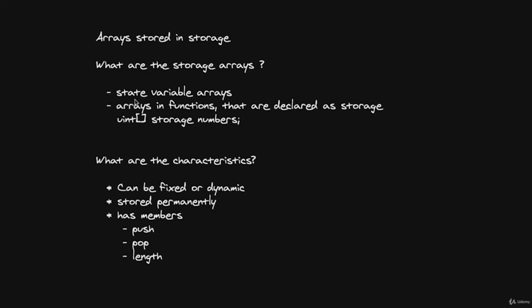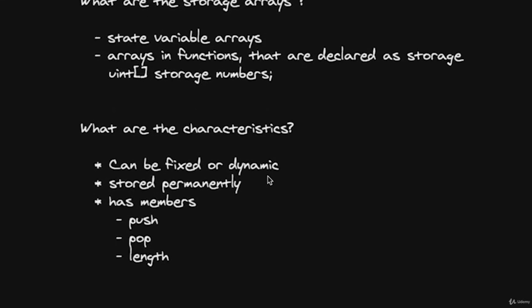Storage arrays are basically arrays that are state variables, or the arrays inside functions which we explicitly declare as storage, like this: uint[] storage numbers. So this numbers array is actually a storage array inside the function. And what are the characteristics? The characteristics of the storage array are that they can be either fixed or dynamic. We can choose whatever we want to do, and they're always stored permanently where the state variables are stored. And they also have members like push, pop, and length.